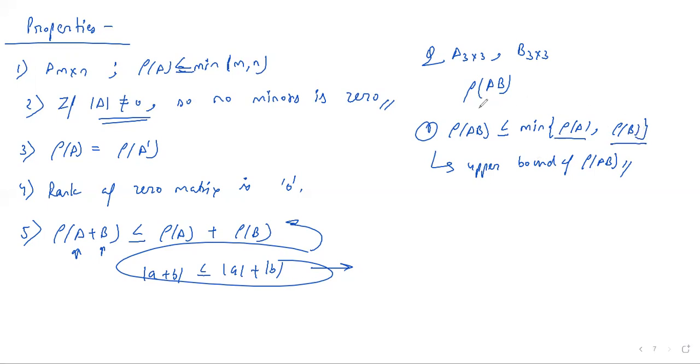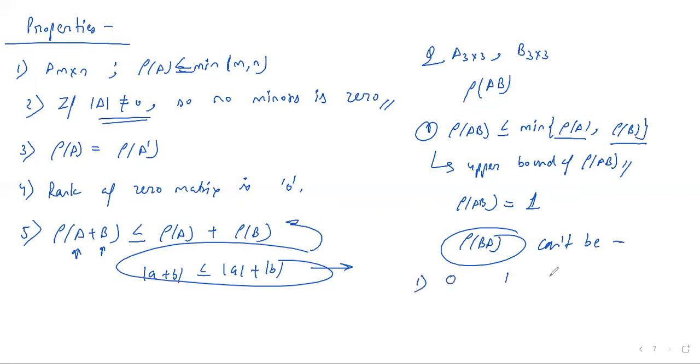Okay, so we have AB here, where A is 3 cross 3, and B is also 3 cross 3. And let's say the rank of this AB is equal to 1. We have been given this. Okay, so the rank of BA can't be, I'm giving you options: can't be 0, can't be 1, can't be 2, can't be 3. What is the right option? So we have been given that the rank of AB is equal to 1.